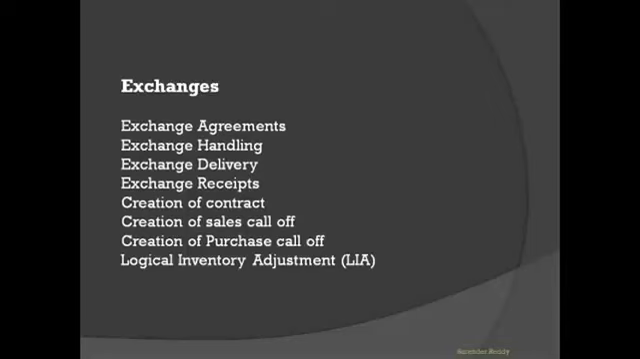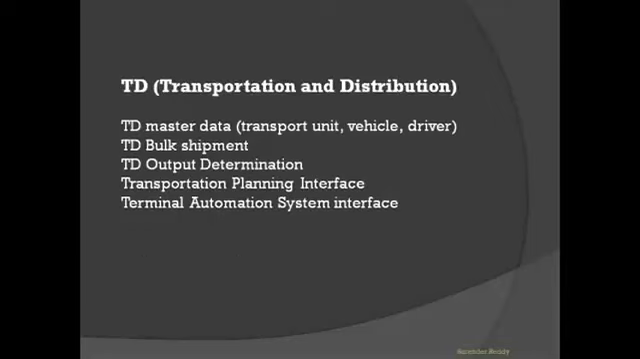This is about exchanges. And the next functionality is TD, transportation and distribution. TD serves three basic needs in the oil and gas industry. One is transportation of the material after sales. We need to transport the material from our plant to the customer. Second is inter plant transfer, plant to plant transfer. We are having a plant in Hyderabad and we are having a plant in Mumbai. There is a need to transport the material from one plant to another plant. TD will serve that scenario.